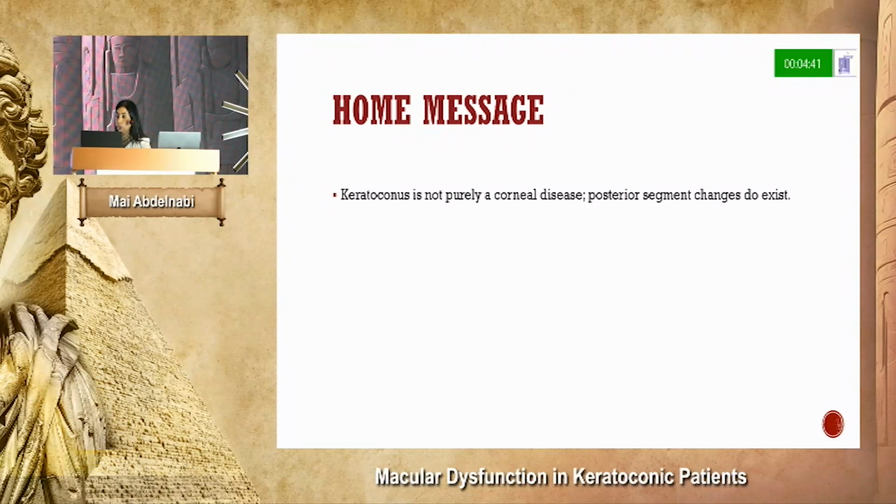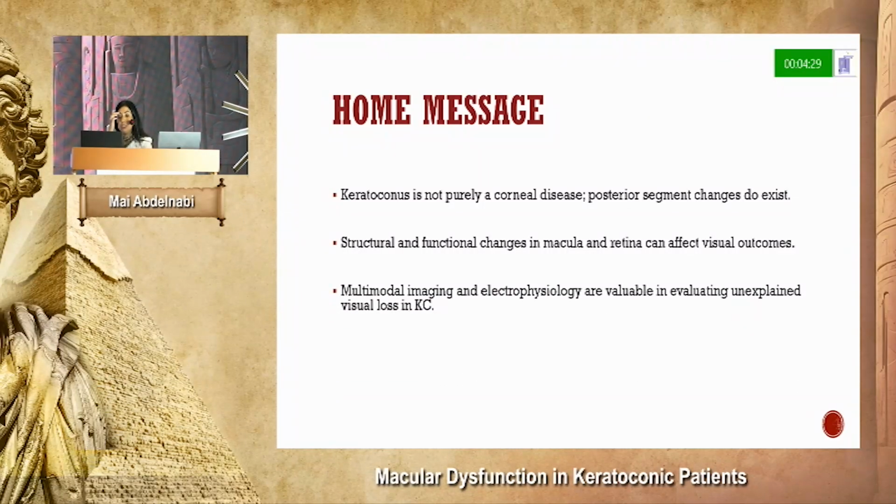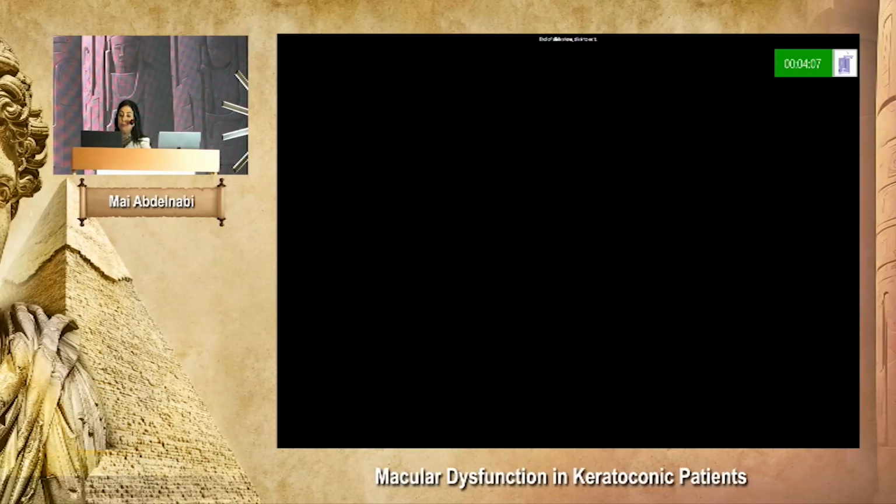So our take-home message: keratoconus is not a pure corneal disease. Posterior segment changes do exist. The structural and functional changes in the macula and the retina affect the visual outcome. Multimodal imaging and electrophysiology are valuable in evaluating unexplained visual loss in keratoconus. And finally, please, whenever the patient is referred to do these tests, we have to prescribe for him his optimal refractive correction and write his refractive error in the referral letter for better interpretation. Thank you.